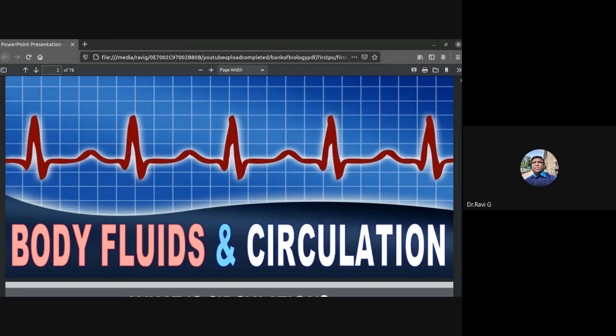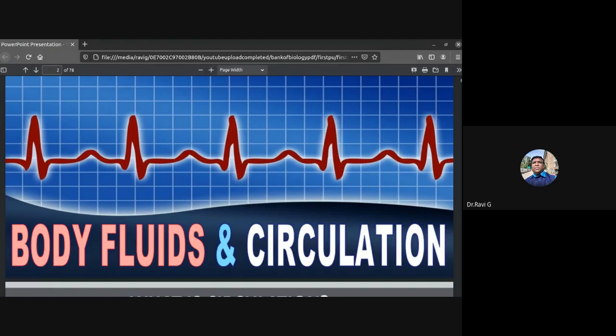Already we have discussed cardiac muscles. They are involuntary in function. They do not undergo fatigue. They have intercalated discs. They are branched, and they do have striations. All that we have studied under the muscular system, so here you should also remember those points regarding the cardiac muscles.